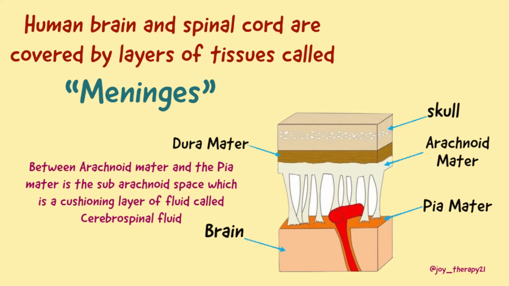These three membranes, moving from outermost to innermost, are dura mater, arachnoid mater and pia mater. In between the arachnoid mater and pia mater is the subarachnoid space, which is a cushioning layer of fluid called cerebrospinal fluid, in short CSF.